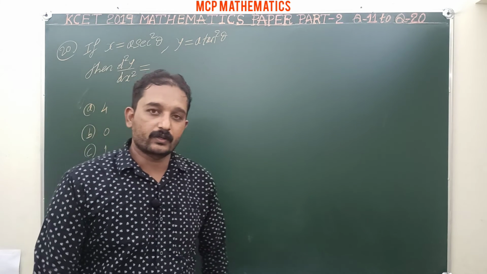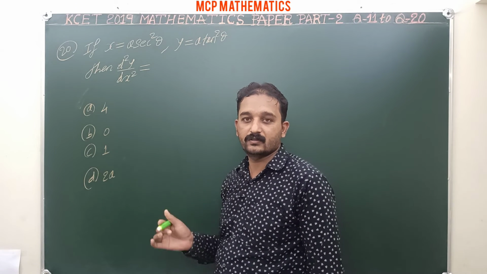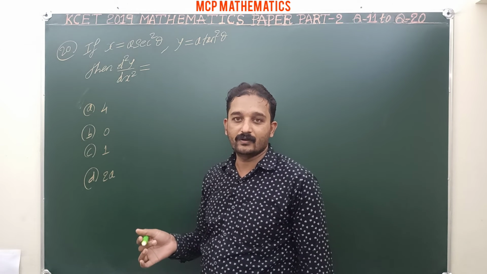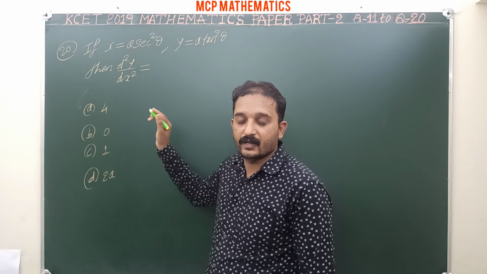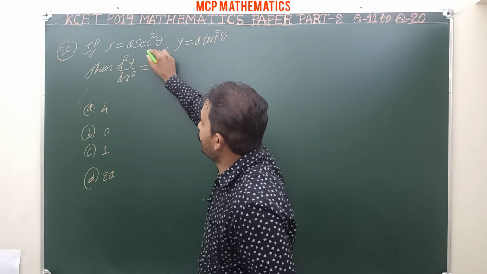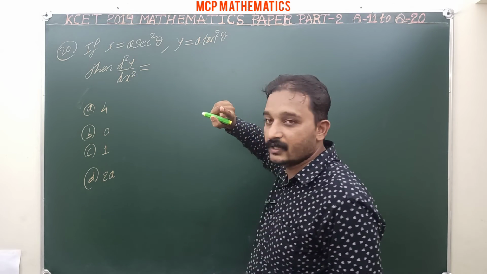Now let us move on to question number 20, the last question of this video. This question is based on the chapter continuity and differentiation, particularly differentiation of the parametric form of functions. Here the parametric form is given. In this case we have to find d square y by dx square. First we have to find dy by dx.